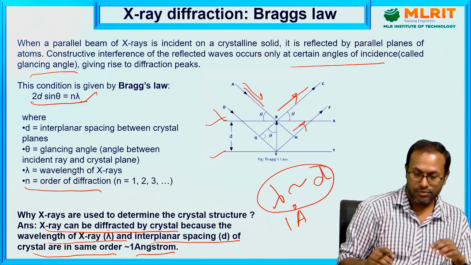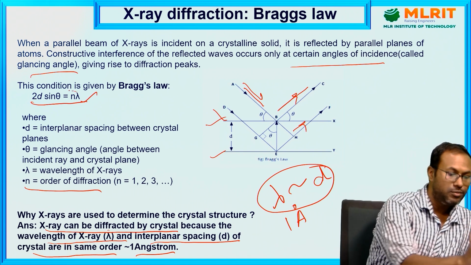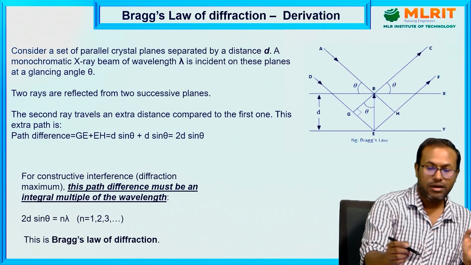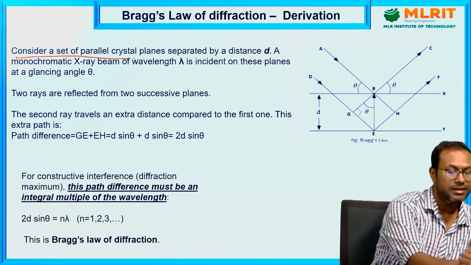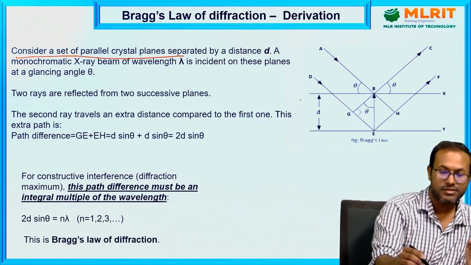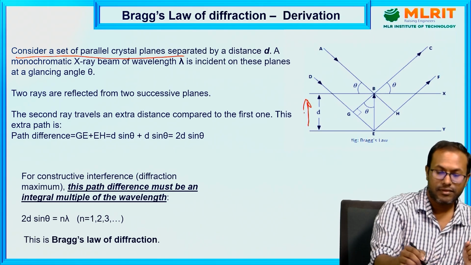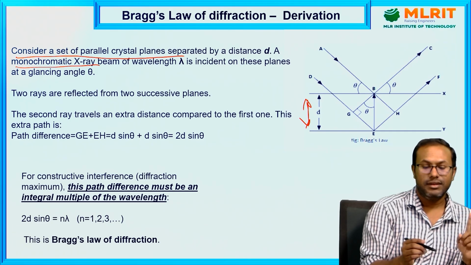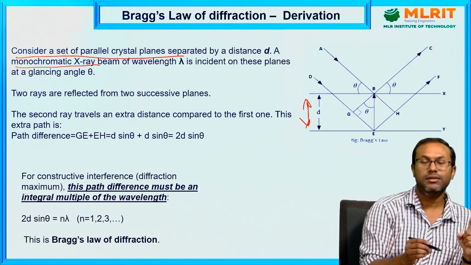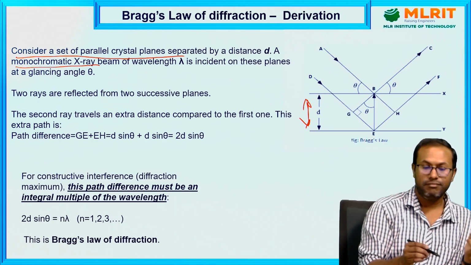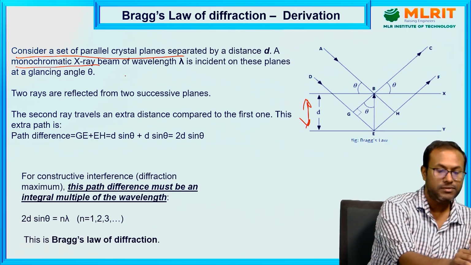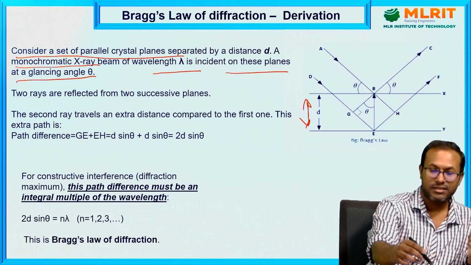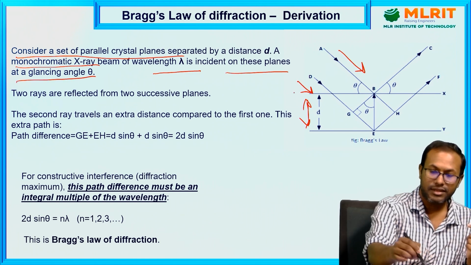Now we will prove Bragg's law, this condition, on the next slide. Consider a set of parallel crystal planes separated by a distance d. Now a monochromatic X-ray beam, monochromatic meaning the lambda value is constant, a single-valued or single-colored X-ray beam, having wavelength lambda, is incident on those planes at a glancing angle theta.